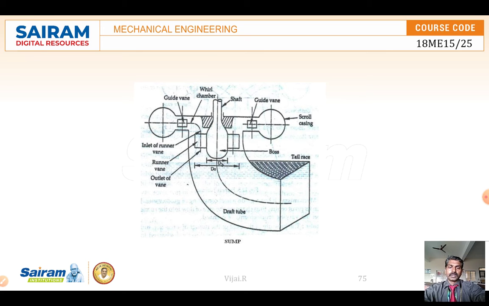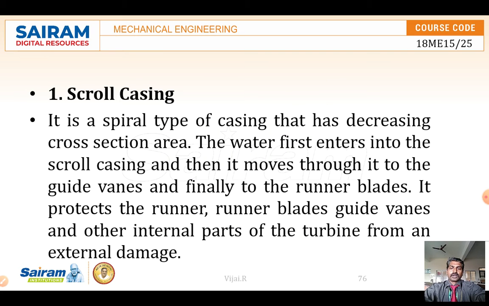In an earlier video we discussed what a draft tube is and how it makes the pressure uniform. Here also, the tail race or draft tube makes the pressure uniform when the water comes outside. So that is the case. Here we are going to study the parts one by one. What are the parts over here?